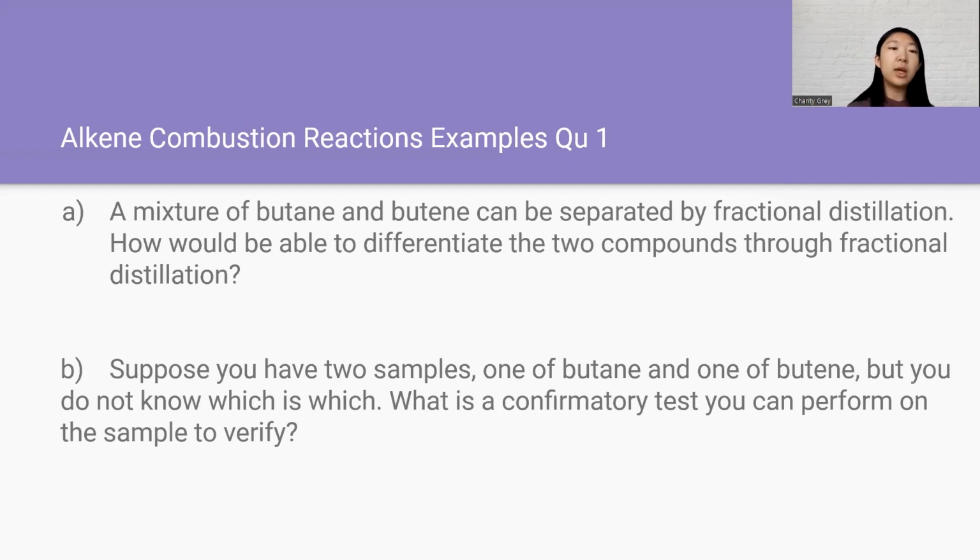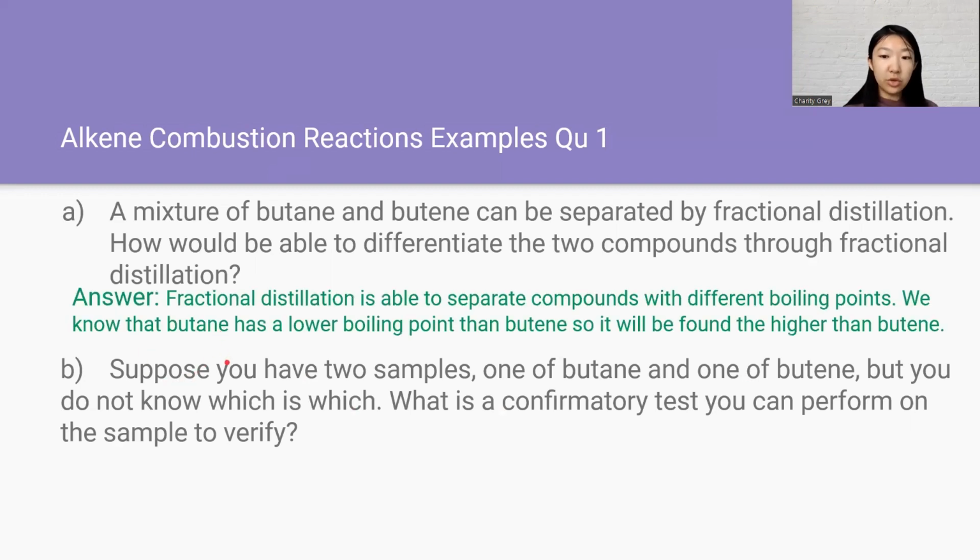If you heat it up, because the hydrocarbons have different properties, for example, butane and butene have different boiling points, they will be able to be separated and boil and turn into steam at different points inside the fractional distillation tower. We know that butane has a lower boiling point than butene, because it doesn't have the double bond, so it boils faster. So it becomes steam faster, it will travel up the fractional distillation tower higher, and you will find it in the tower higher than butene.